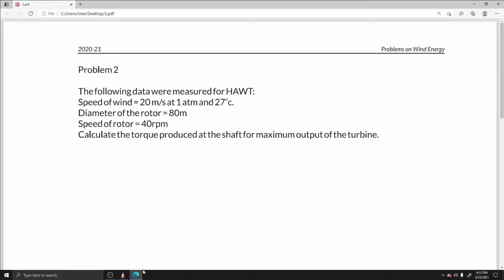In this session, we'll look into solving of problem number 2. The following data were measured for a horizontal axis wind turbine. Speed of wind equal to 20 meters per second at 1 atm and 27 degrees centigrade. Diameter of the rotor equal to 80 meters. Speed of the rotor equal to 40 rpm. Calculate the torque produced at the shaft for maximum output of the turbine.